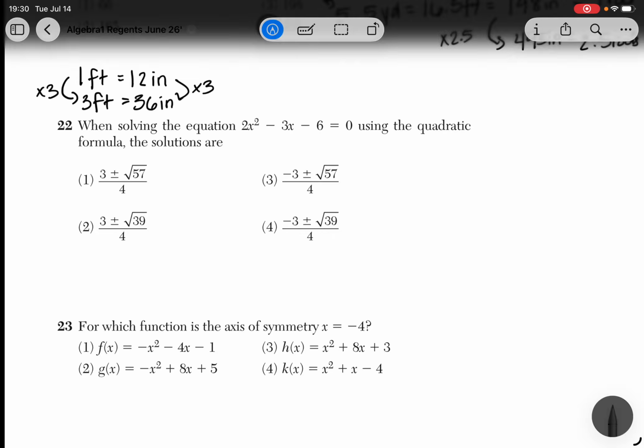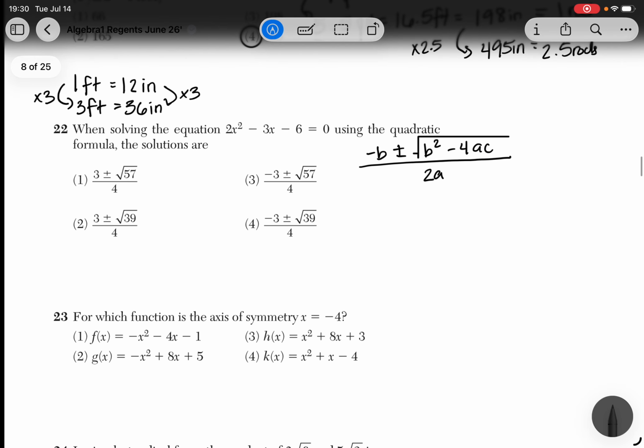So the quadratic formula is always given to you on your reference sheet, which is negative b plus or minus the square root of b squared minus 4ac, all over 2a. At some point in your life, you might just have this formula memorized for no reason. You never know. But we need to identify now the values of a, b, and c.